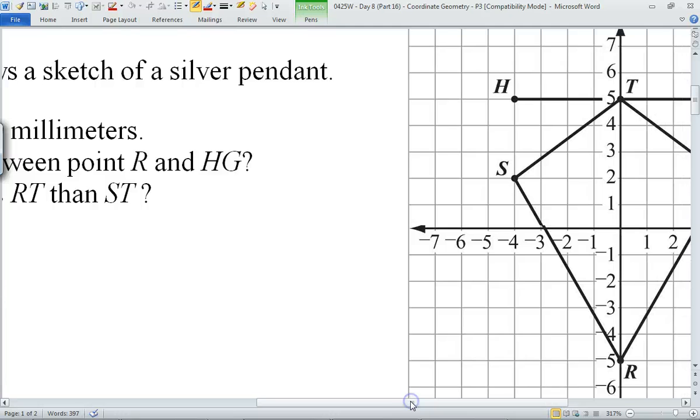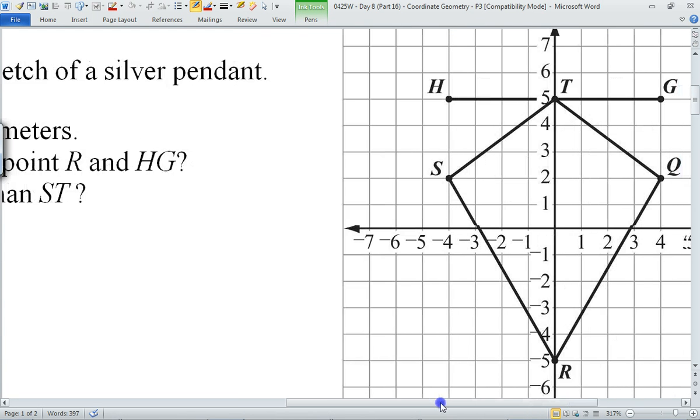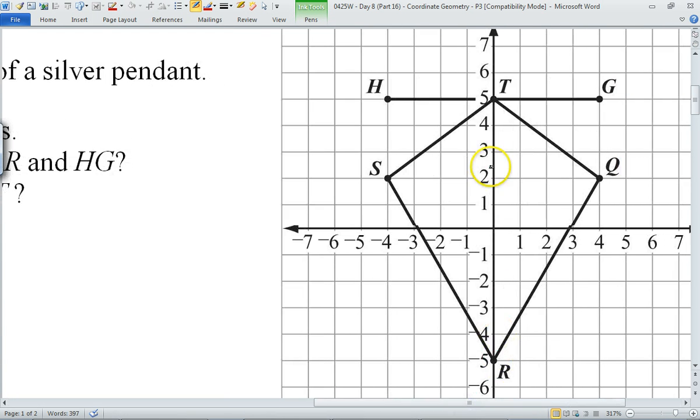Well, if you look at the picture, come on. The shortest distance from R to HG is going to be the perpendicular distance. No, I mean they want an actual number. But the distance I just highlighted, that is the shortest distance. It's going to be the vertical line. So as far as the units go, we could just count the squares. How many units is it from R to T?